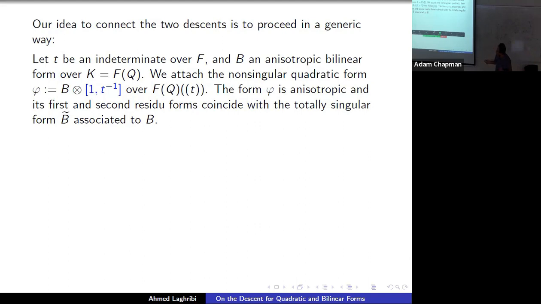But what is the first and the second residue of this form? It is not B, of course. The residue form of a quadratic form should be a quadratic form. The first and the second residue form is the totally singular form, the diagonal form, which is associated to B. Both forms are the same. And now we have the following.